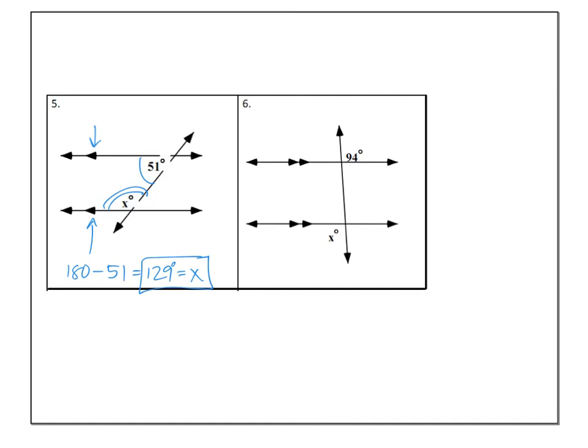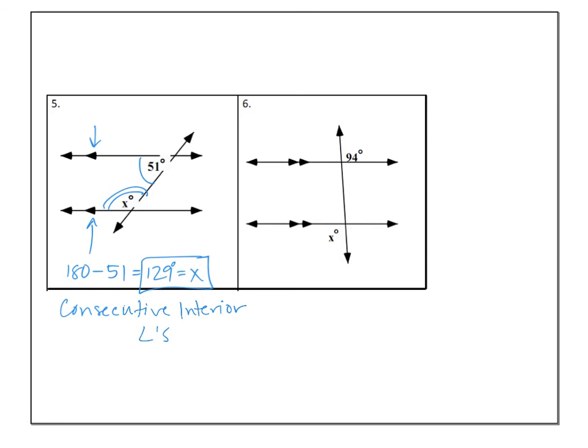Now at the bottom of that, it should say because of, and we're going to say because of the consecutive interior angles. Sorry about that little glitch in the video. Okay, next, take a look at number 6.